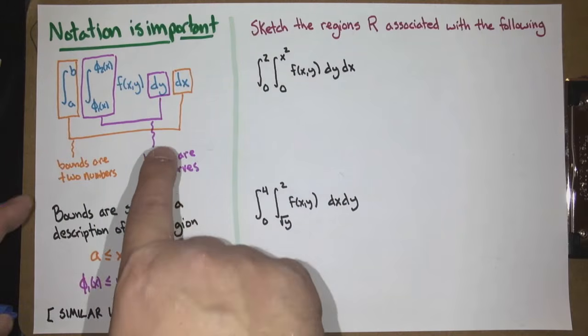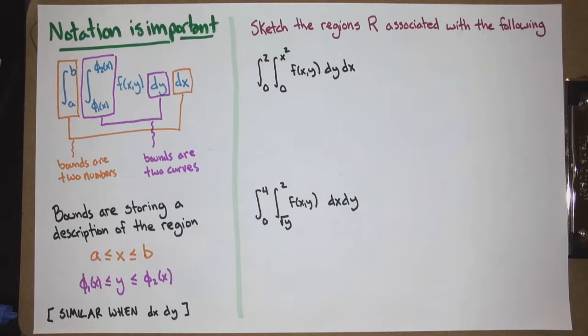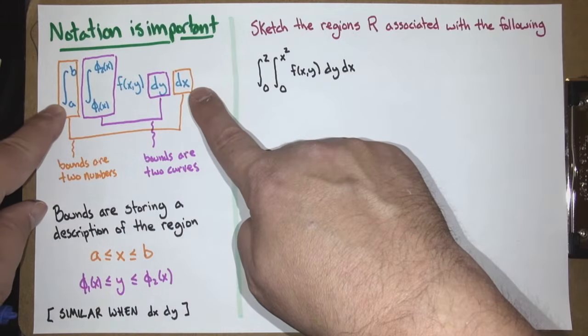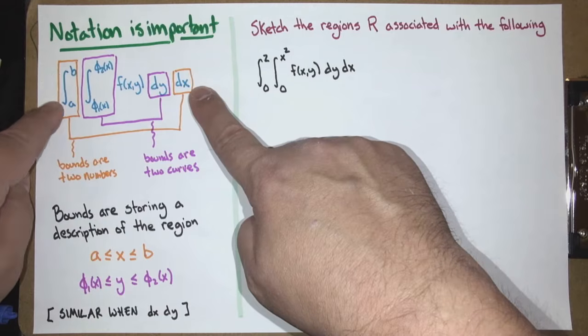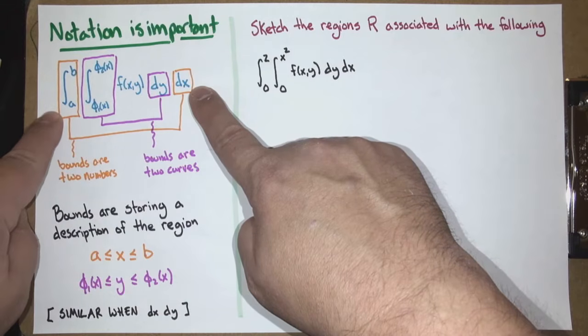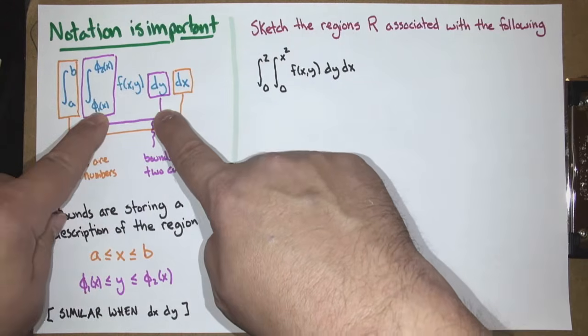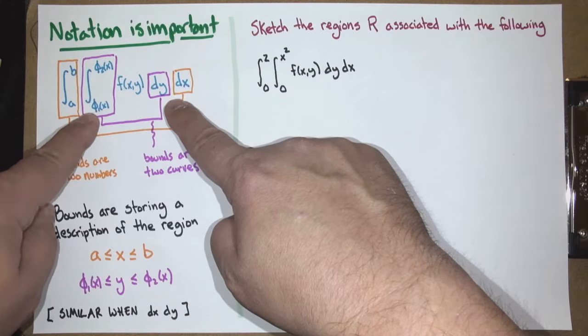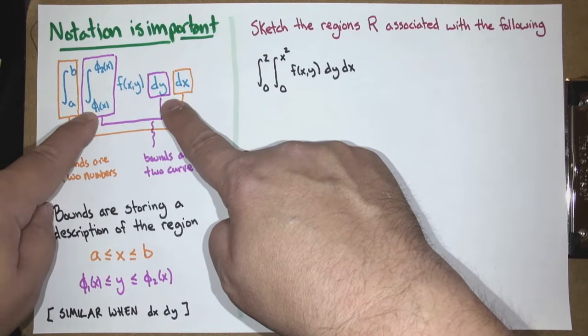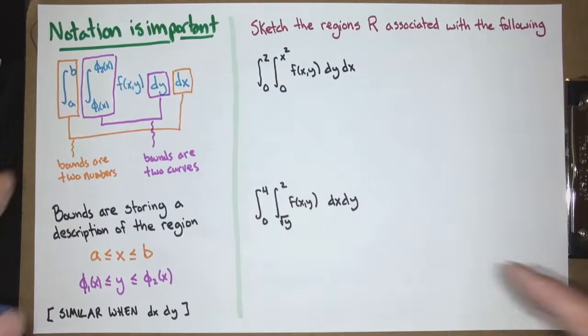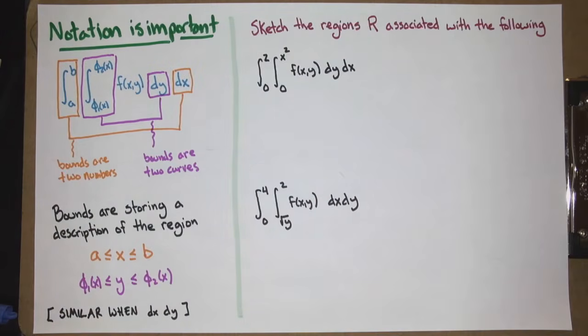So, if you switch the order, you switch the description, and you might be trying to integrate over the wrong thing. So the outer bounds go with the outer d part. So the outer bounds are always between two numbers. So a number to number. The inner bounds are going to be between two curves. So y equals phi1 of x to y equals phi2 of x. This was still true when we were doing rectangles. It just didn't seem obvious because of the way it ended up working out. But this is always the case.